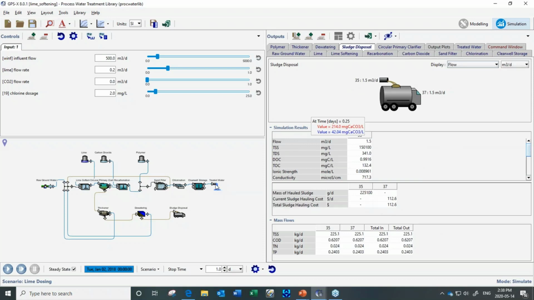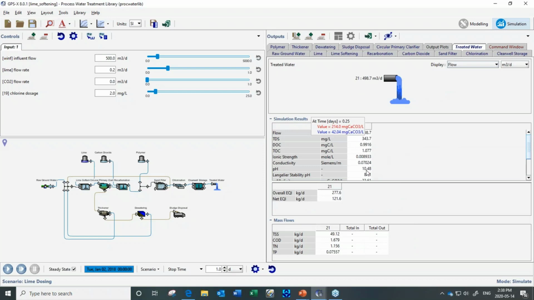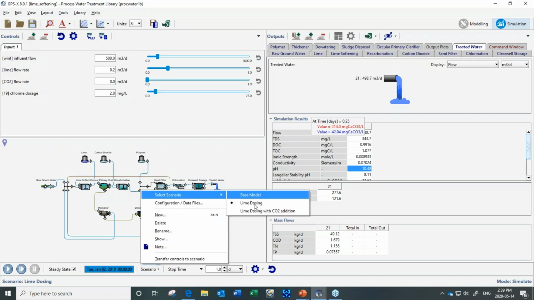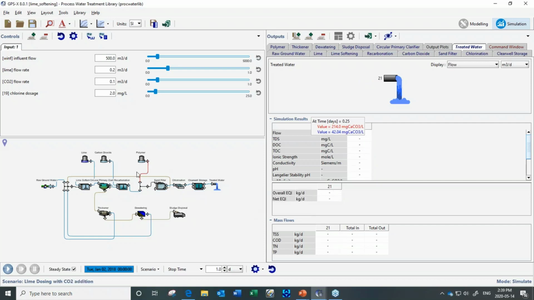And again, if we look at the treated water, we can see that our water pH is pretty high right now because we are adding lime, but we are not adding any carbon dioxide. So we are not doing any recarbonation. So now if I were to try lime dosing with CO2 addition, in which case I'm adding 100 meter cube per day of CO2, then I can run my simulation again and look at what will happen to my effluent water here.